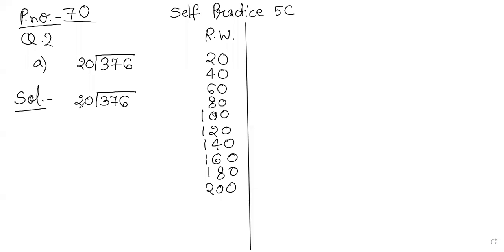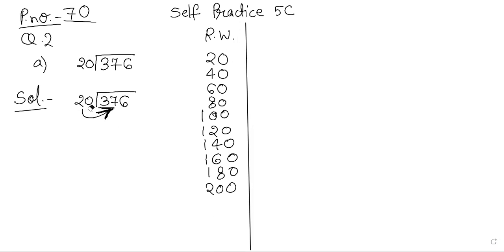Now look at the divisor. Divisor is of 2 digits. So we will choose the leftmost 2 digits of the dividend to divide. Now compare the divisor and these 2 digits of the dividend. 37 is greater than the divisor. It means it is divisible.